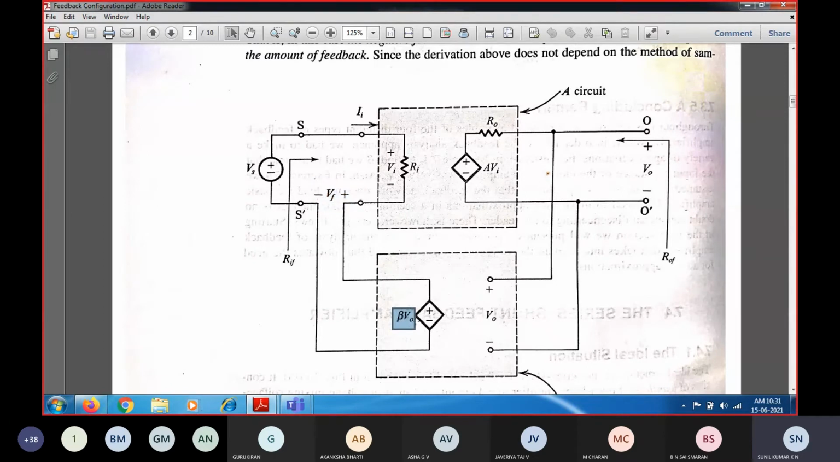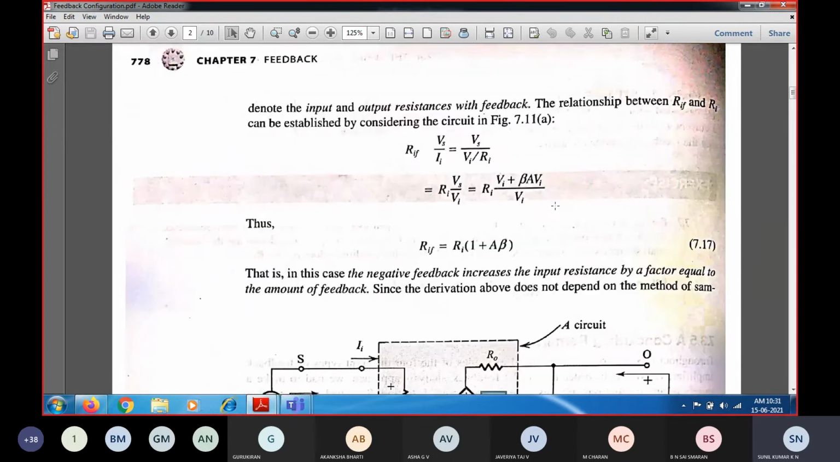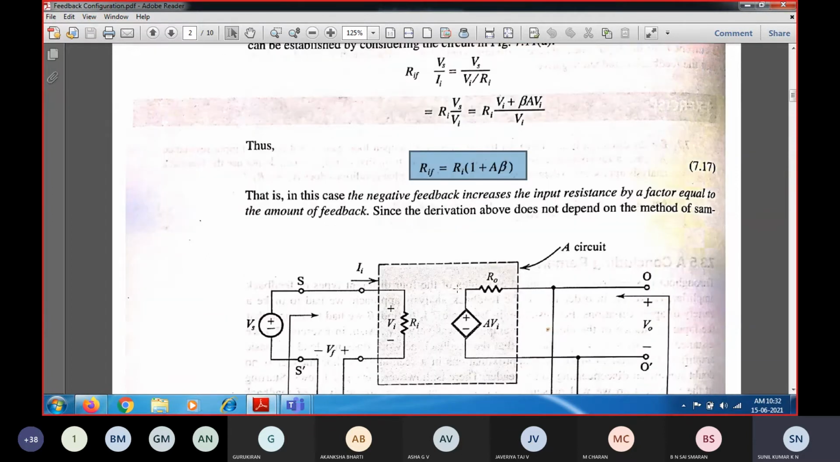I can write this V naught in terms of Vi, because V naught is given by A times Vi. So I can write Vf as A into beta times Vi, and Vs is Vi plus A beta times Vi. So you will get this as the input resistance with feedback. The input resistance with feedback increases the value of the input resistance by a factor of 1 plus A beta.